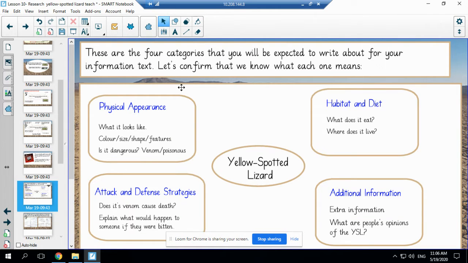There are four categories that you'll be expected to write about for your information text. Let's just make sure that we know what each one means. In one paragraph, you'll be talking about physical appearance. In another paragraph, habitat and diet. And in another paragraph, attack and defense strategies. And finally, any additional information. Just take a moment to pause the video and familiarize yourself with what these categories mean. When you're ready to move on, press play.